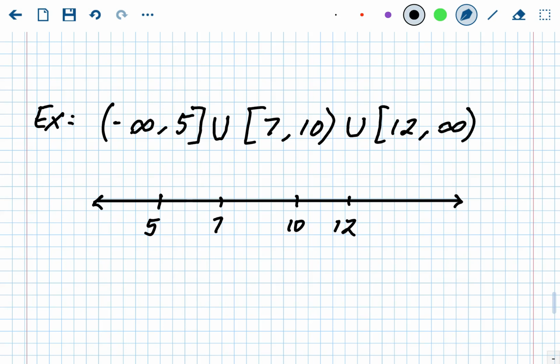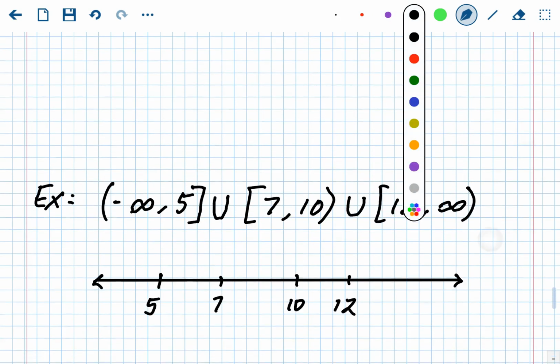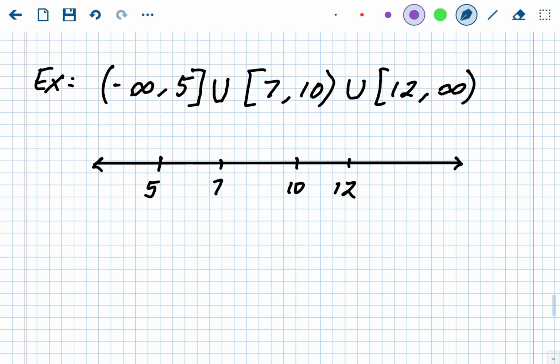The first interval is from negative infinity up to 5. 5 has a bracket, so 5 is included. So we're going to graph that first one. We're going to shade from negative infinity, which is this left arrow, up until 5. 5 has the bracket, so 5 is included. 5 gets a closed circle. So that's that first one.